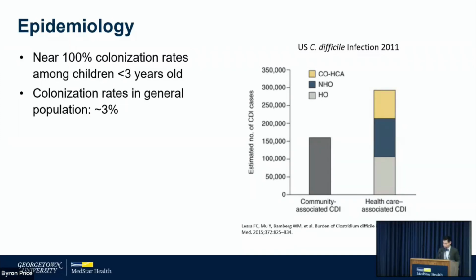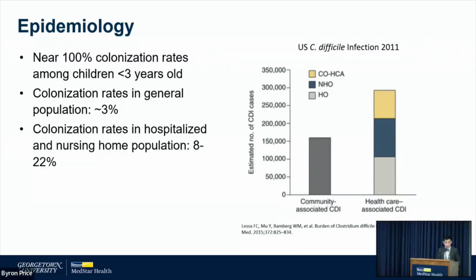But in our adult population that we're dealing with mostly, the general colonization rate amongst the general population is about 3%. That rate rises when we're talking about the hospitalized and nursing home population to about 8 to 22%. And of all C. diff cases, hospital care associated is about 80%, as you can see in the graph on the right.